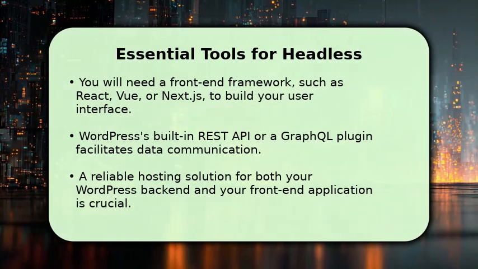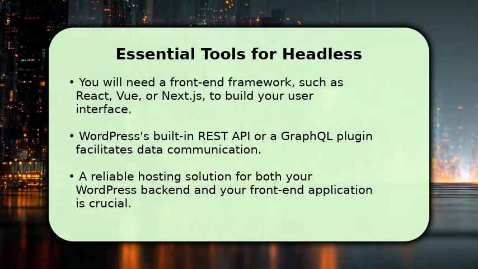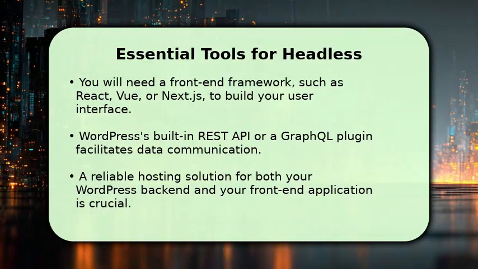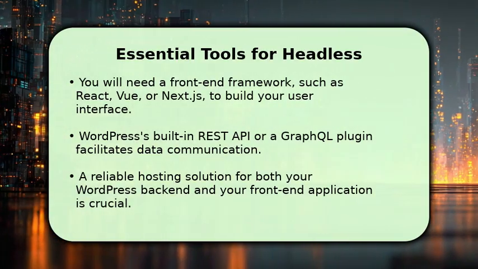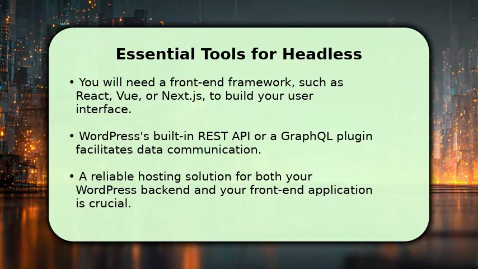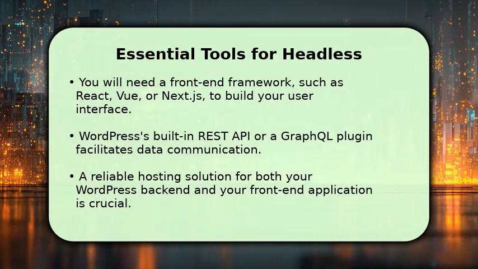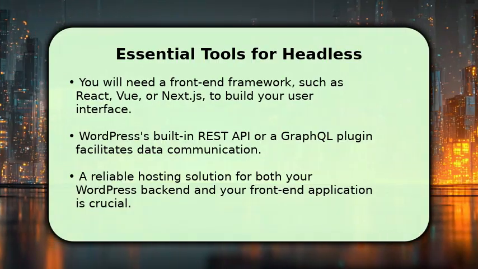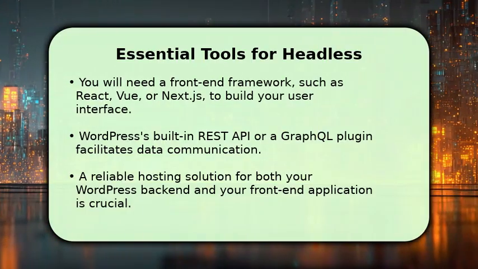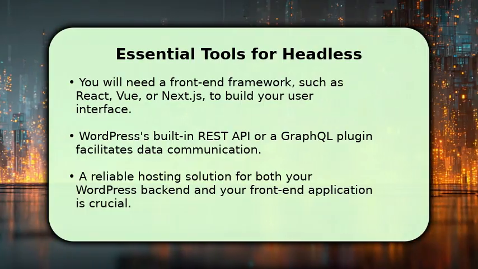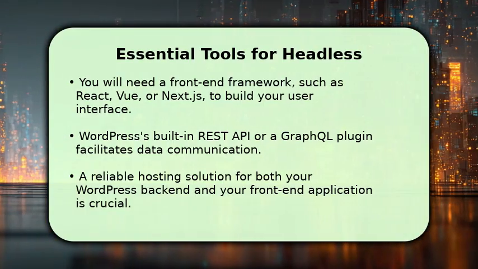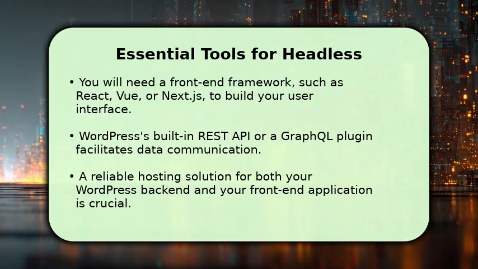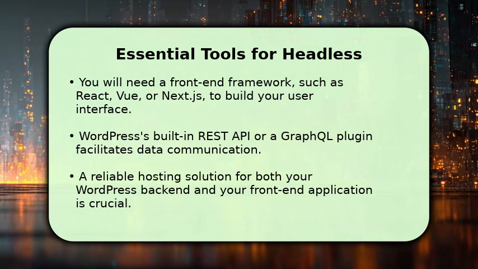To effectively implement a headless WordPress setup, you need two primary components. First, a modern JavaScript framework will power your front-end application, handling all visual interactions. Second, WordPress will serve as your content engine, exposing its data through either its native REST API or a more advanced GraphQL solution. This combination ensures a highly efficient and adaptable system.